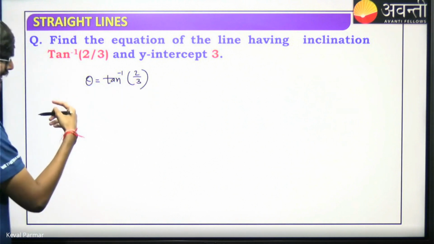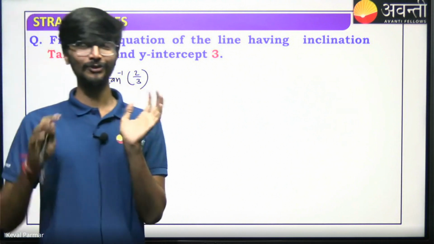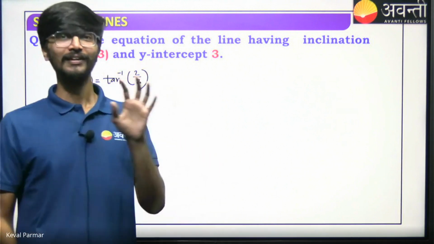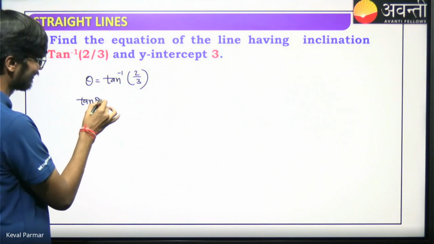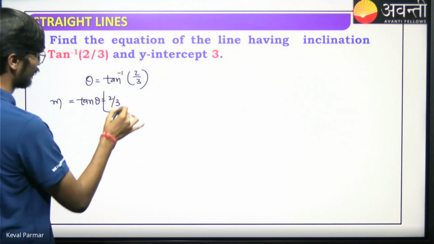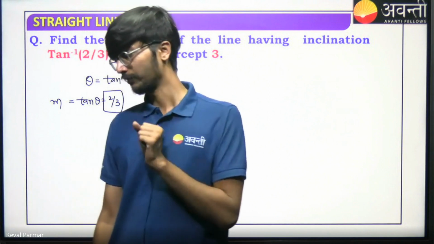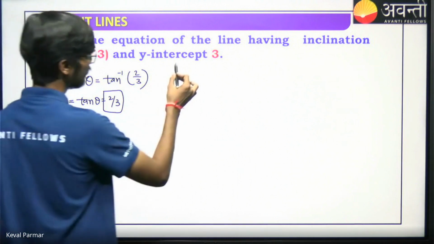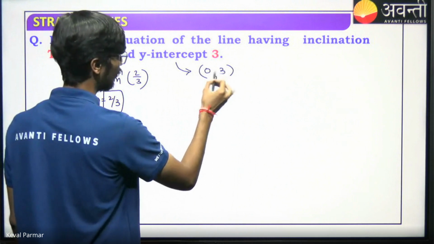Very simple. I can get this inverse on the left-hand side. Now, this is not the exact definition of inverse, and I don't want to go into that because it's a whole new chapter. Let's just say, from this, I can write tan theta is equal to 2 by 3. And what is tan theta? It is slope. So for using slope point form, I need two things, which is slope and point. Here, the slope I got. What is the point? Y-intercept is 3. That means the point is (0, 3).